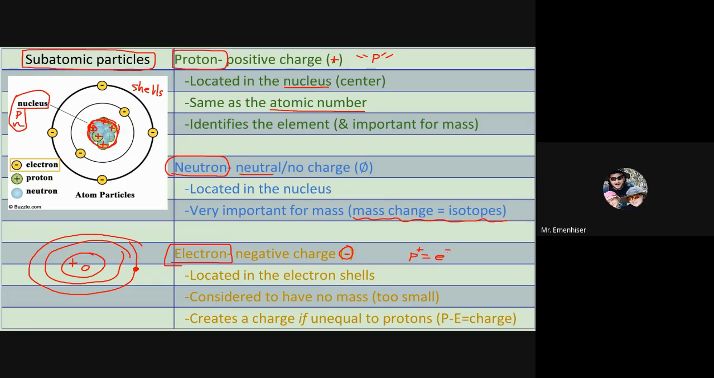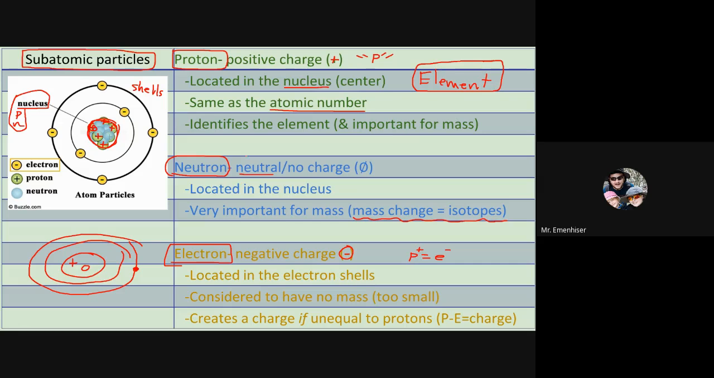I want to introduce a couple of words here. If we're looking at protons, the number of protons tells us what element it is. If an atom has one proton, we call it hydrogen, because hydrogen's atomic number is 1 on the periodic table. If it has 2, then it's helium, and so on. So the element is defined by the number of protons. The number of protons is very important. The number of protons also impacts the charge of the atom because they have a positive charge.